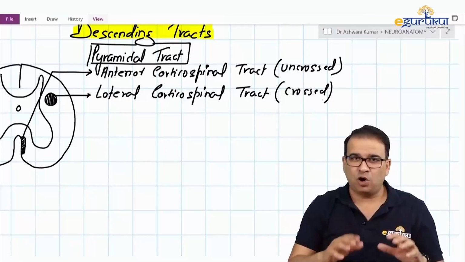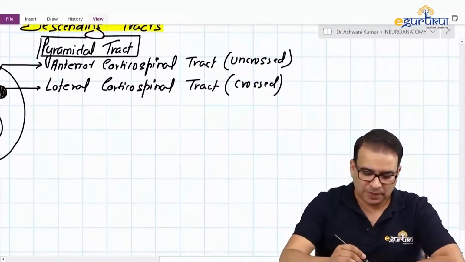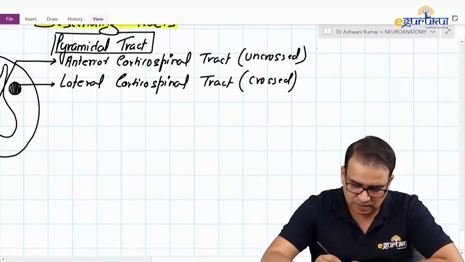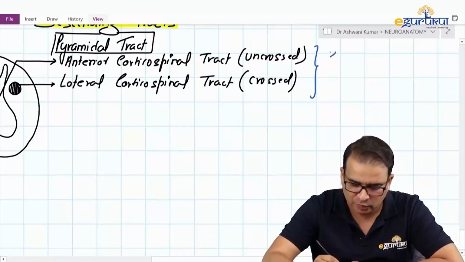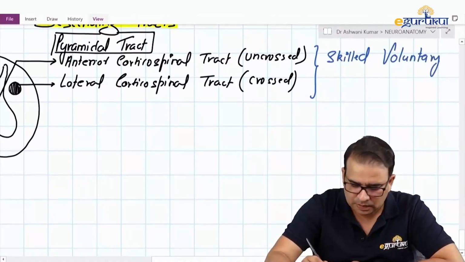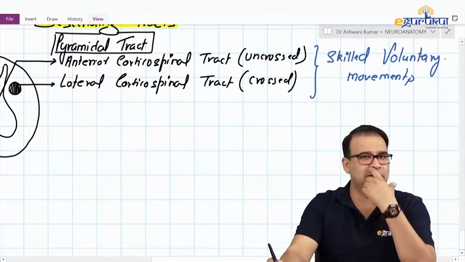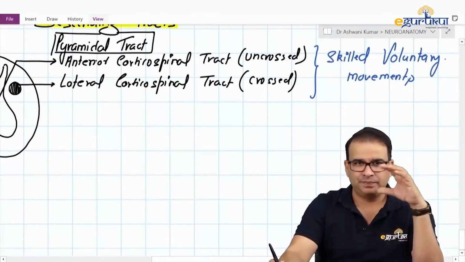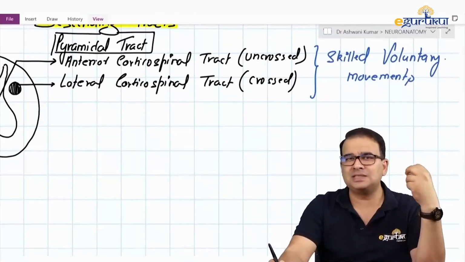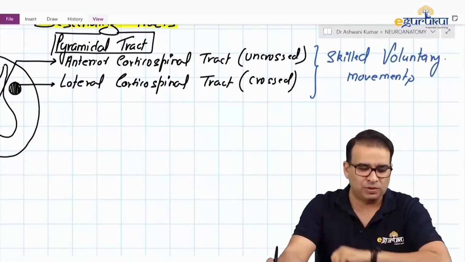Now, whether it is crossed or uncrossed, we are talking about the pyramidal tract, and the function of pyramidal tract is obviously the skilled voluntary movements. Or simply you can say voluntary movement, that is to be done by the corticospinal tract, both anterior and lateral. One difference is crossed and uncrossed, then there is another difference which we will discuss while talking about the tract.